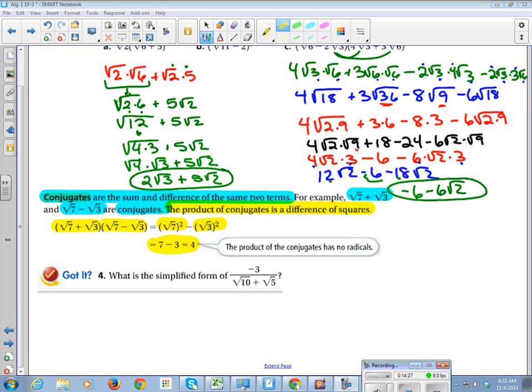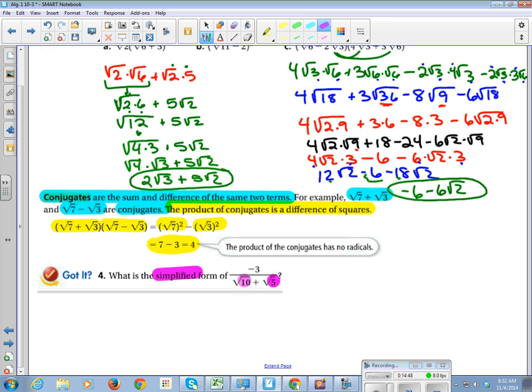When a question asks you to simplify, one of the things you need to make sure of is that there are no radicals in the denominator. And the way we are going to eradicate radicals is by multiplying by the conjugates.